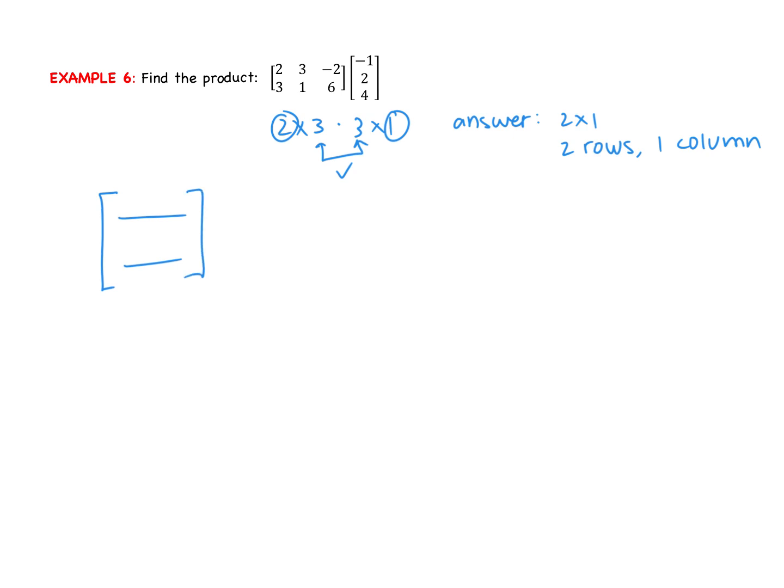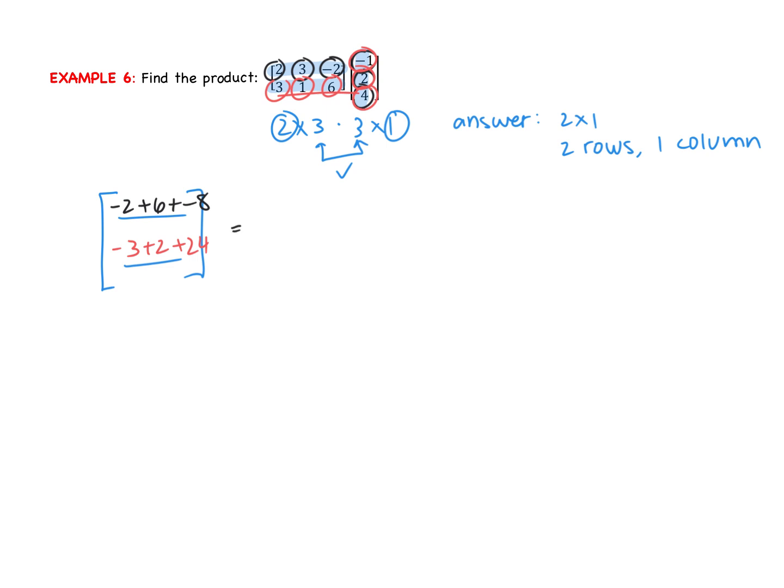Okay, so now let's actually jump in and do this product. We're going to be multiplying each row by the column. So starting off, we will multiply the first element by the first element to get -2, second element by the second element to get 6, and then third element times the third element to get -8. Okay, now we are on to the next row. First element times first element to give us -3, second element times second element to give us 2, and third element times third element to give us 24.